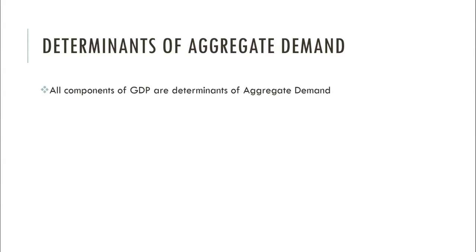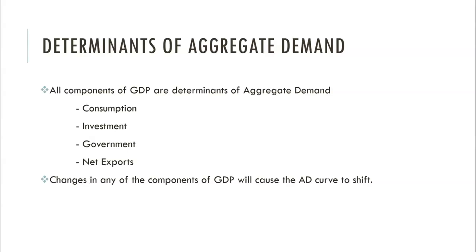All components of GDP are considered determinants of aggregate demand. These are all part of the market conditions that determine those different starting points, that determine sort of where that line ends up. So consumption, investment, government spending, and net exports. If we get a change in any of these components, it's going to cause the aggregate demand curve to shift.